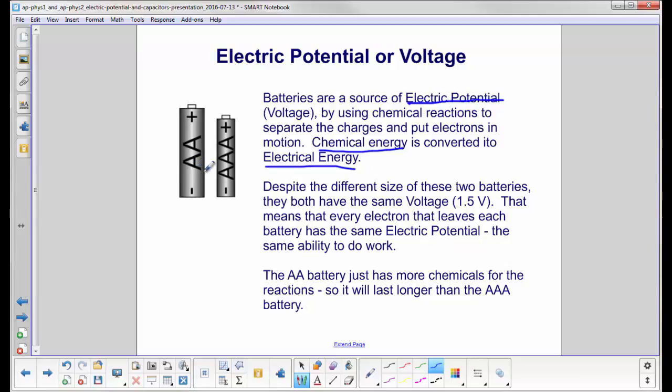Despite the different size of these two batteries, here's a AA, here's a AAA, which is smaller, they both have the same voltage, 1.5 volts. That means that every electron that leaves each battery has the same electric potential, the same ability to do work, the same potential energy per charge. The AA battery just has more chemicals. It's bigger, so it can have more reactions, so it will last longer than a AAA battery.